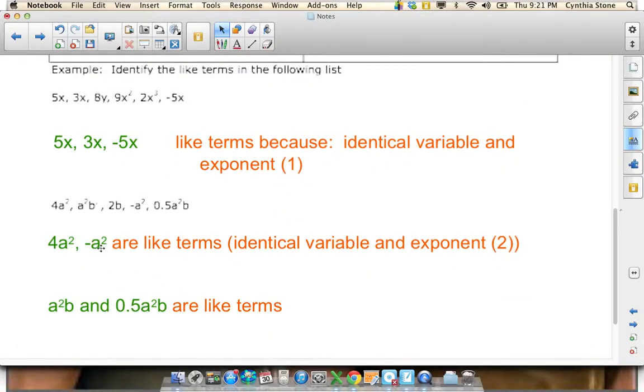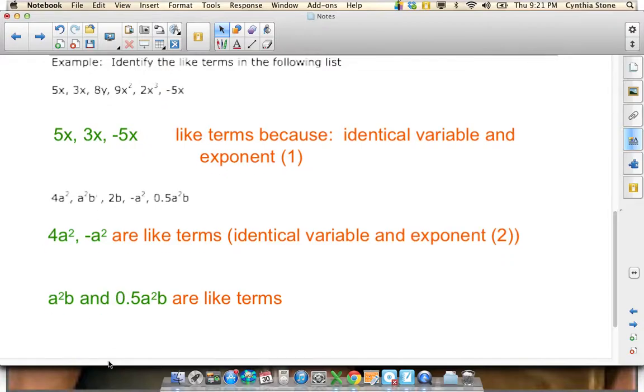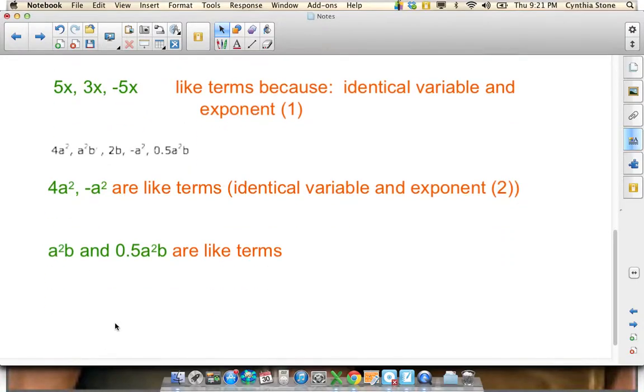But a squared b and 0.5 a squared b are also like terms, right? Because they both have a squared and they both have b without a square. Identical. Doesn't matter that the number in front's different, they're still like terms because the variable and the exponent are identical.